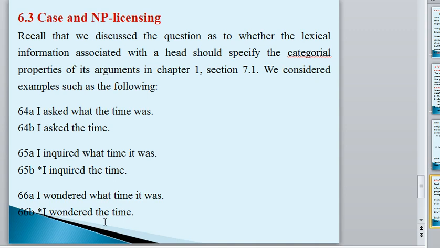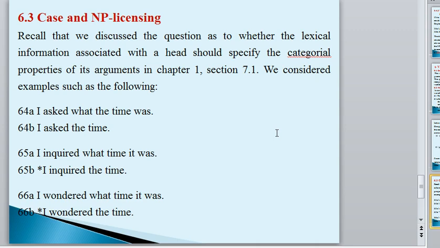So we can conclude in this part that there is a kind of lexical information for each word. Okay, so here, in the lexical information of ask, we can use a kind of NP, the time, near ask, and that's okay. The sentence is correct. But in the lexical information of these two verbs, inquire and wonder, we cannot use the NP near these kinds of verbs. So they become ungrammatical, as you see here. So it depends on the lexical information of each word.